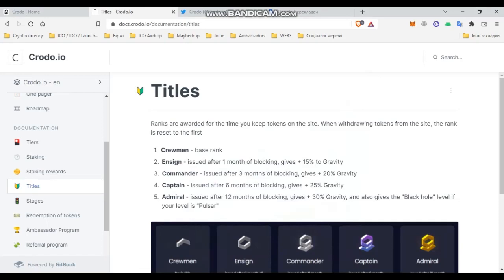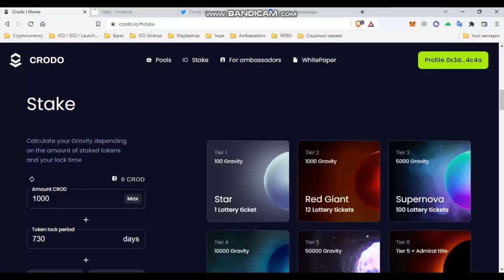That is, you first need to have Crodo tokens on your balance. Then you stake those tokens. Depending on the time you stake, you get a percentage of gravity. We'll talk about them later. If you withdraw tokens from the staking, your rank is reset, cancelled, and you return to the first rank. This is done so that participants do not withdraw their funds from staking in a bad market, the so-called bear.